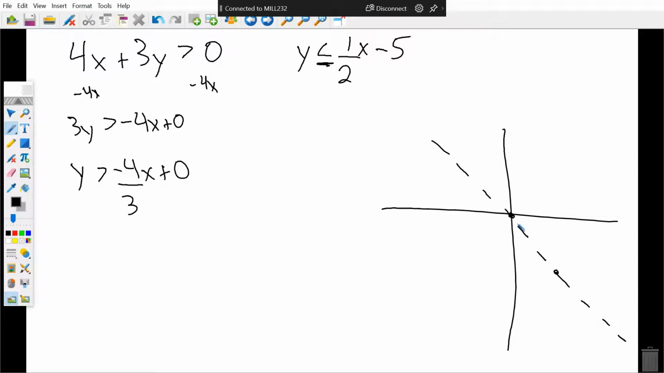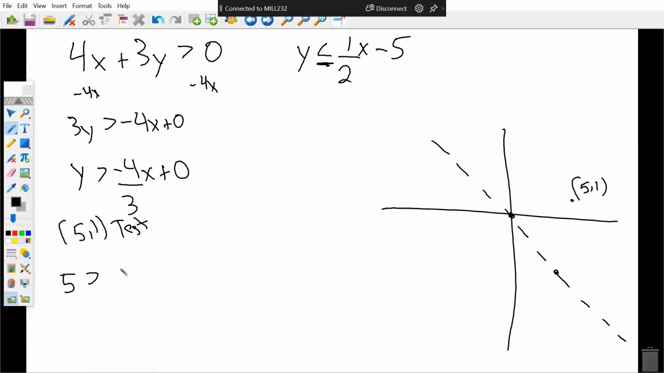Now, we can't use 0 and 0 as our test point because that is right on the line. So we have to pick a different test point. Again, it doesn't really matter what you pick. I'm going to choose 5 and 1. That's going to be my test point. Okay, so I put a 1 in for x and a 5 in for y.